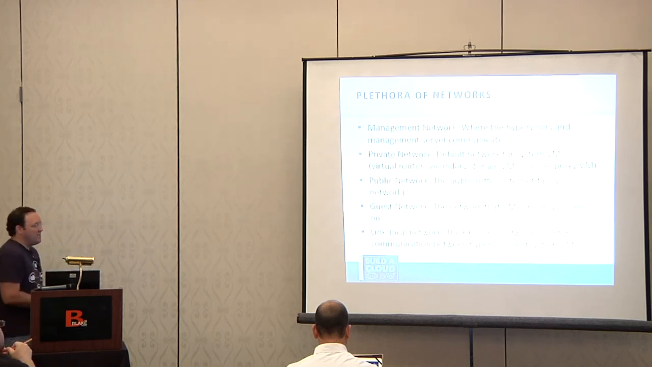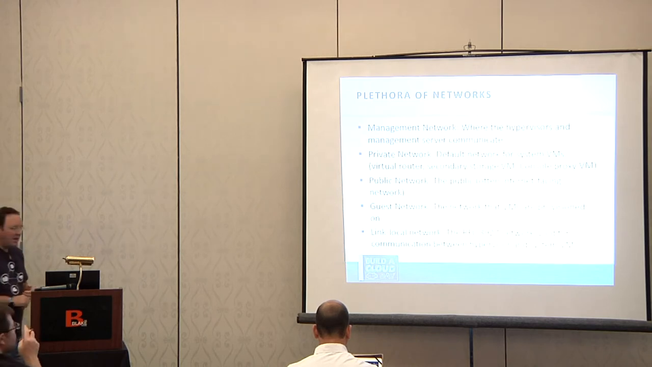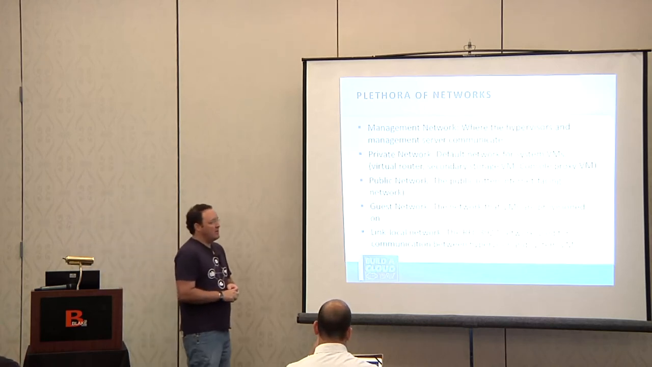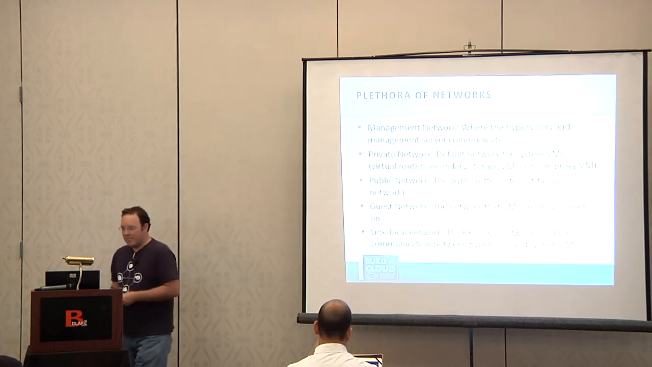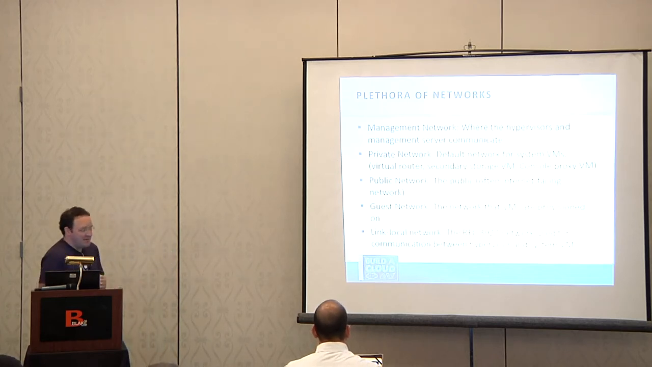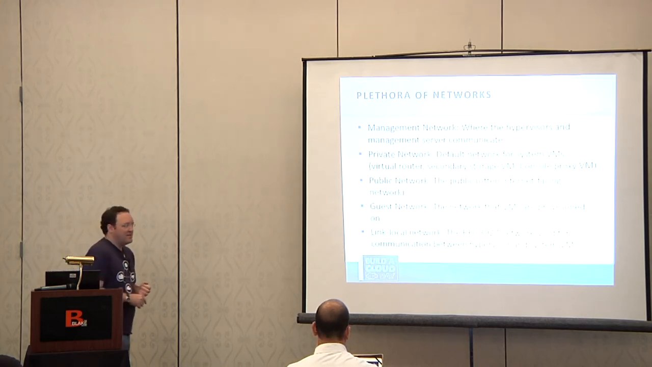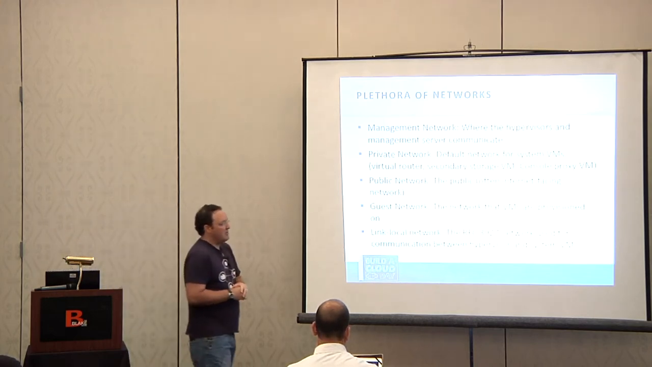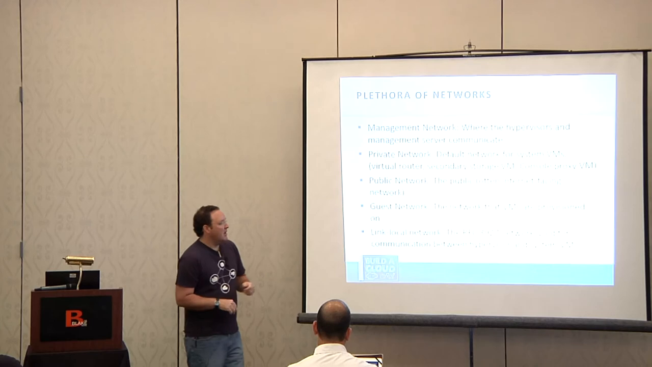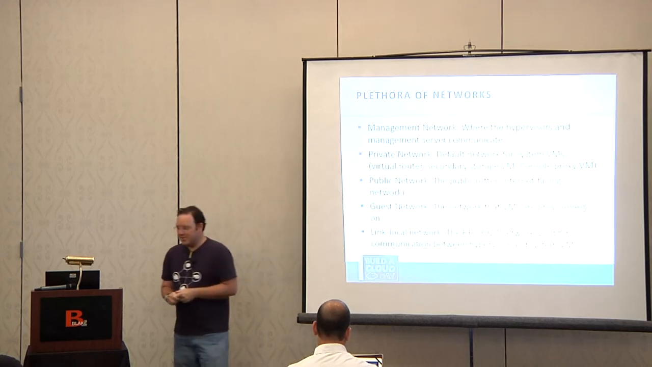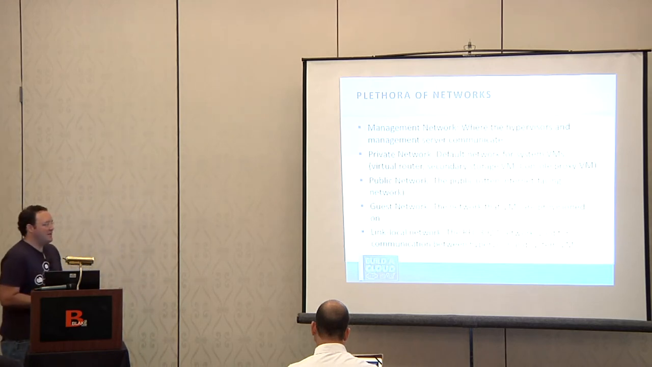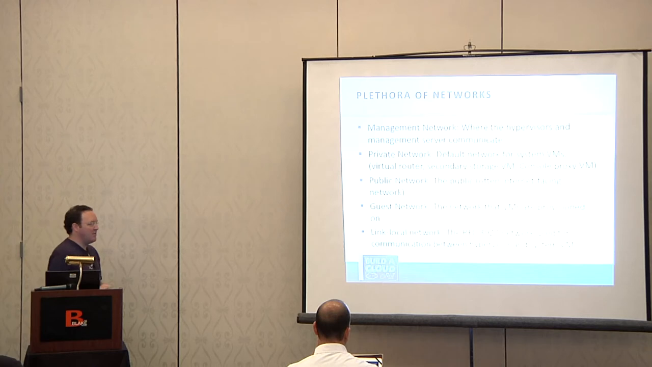All right, so we have a plethora of networks, and this gets terribly confusing, especially because three or four of these might be the same network, depending upon your network model. So we have a management network where hypervisors and the management server communicate. We have a private network, which is the network that the system VMs, which are the virtual router, the secondary storage VM, and the console proxy VM, all use. We have a public network, which is typically an internet-facing network. We have a guest network, which is where the VMs are spun up and can access the network.